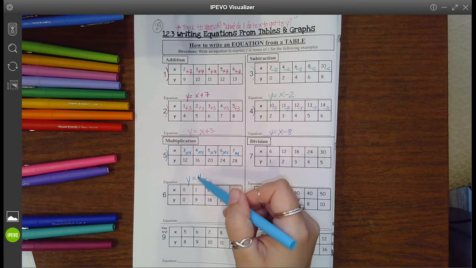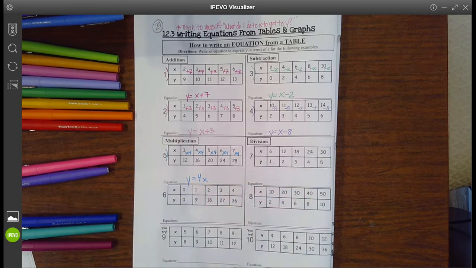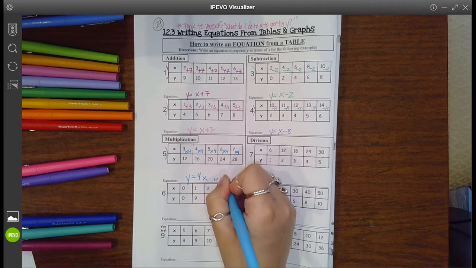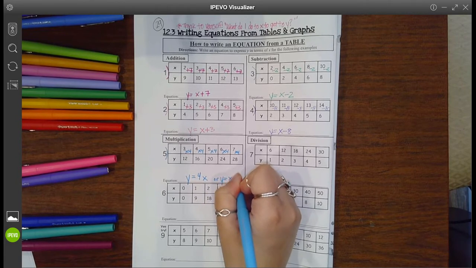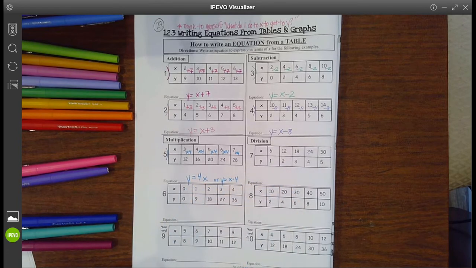Remember, we want to put our variable behind our coefficient. So we don't want it to say x4, we want it to say 4x. Yes, technically that is saying the same thing, but we prefer this way.